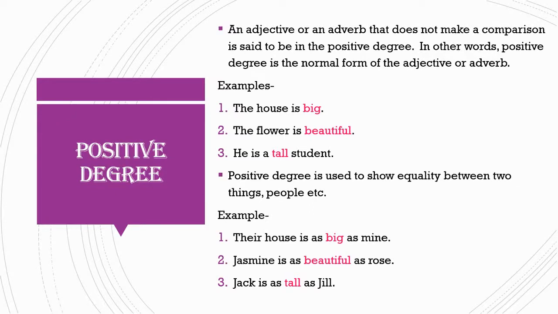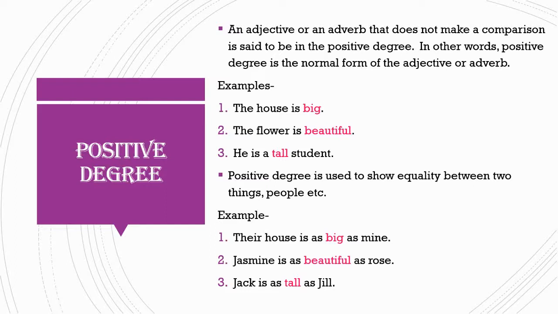Let us now do each degree in detail. Positive degree: an adjective or an adverb that does not make a comparison is said to be in the positive degree. In other words, positive degree is the normal form of the adjective or adverb. Examples: the house is big. The flower is beautiful. He is a tall student.